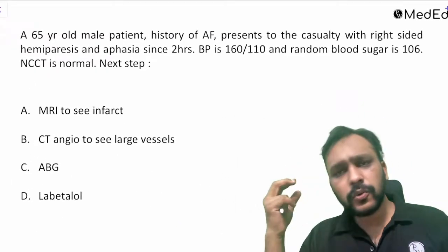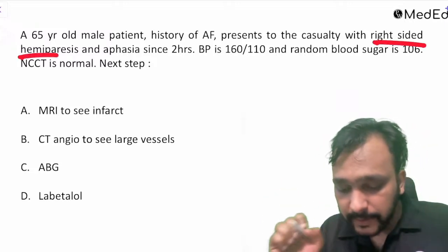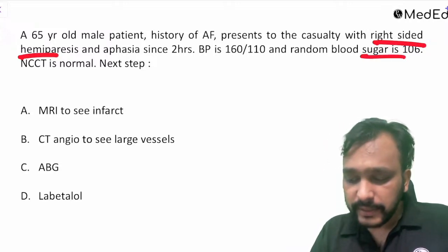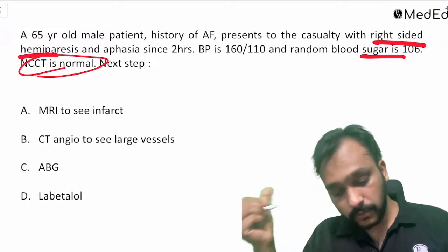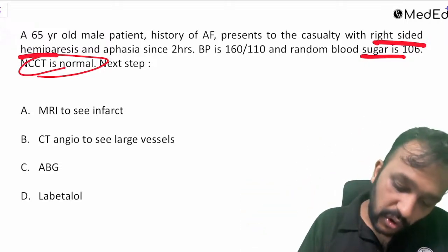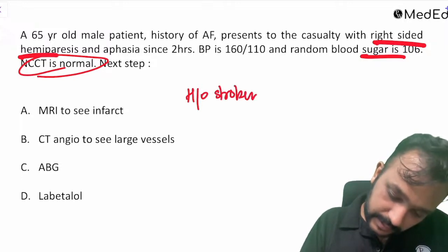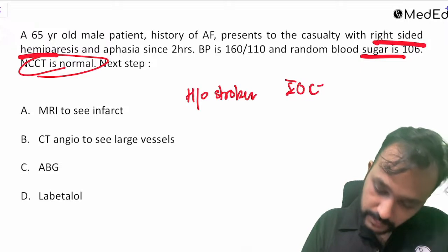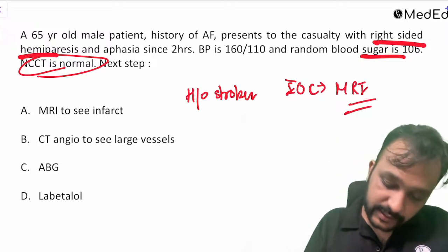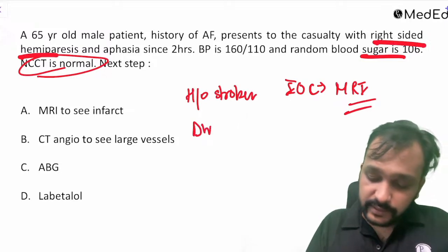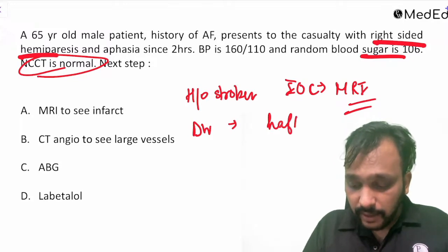So a 65-year-old male, history of AF, presents with right-sided hemiparesis. Random blood sugar is 106, NCCT is normal. What is the next step? So guys, all patients with history of stroke, investigation of choice will be your MRI, right? So MRI is one investigation in which the diffusion weighted sequences can pick up the infarct as early as within half an hour.